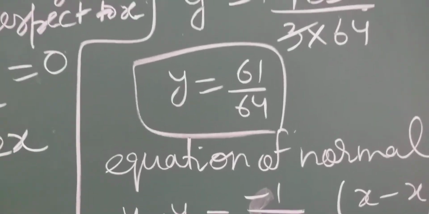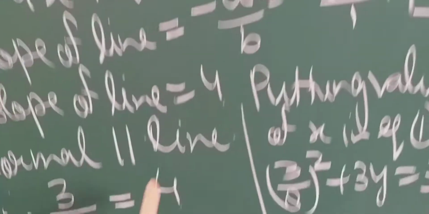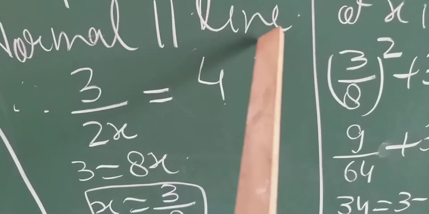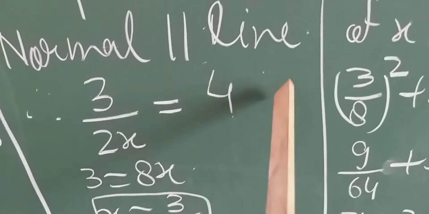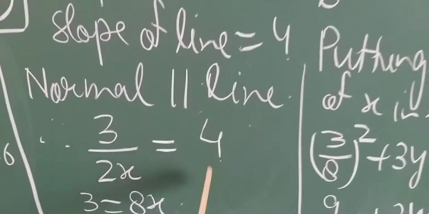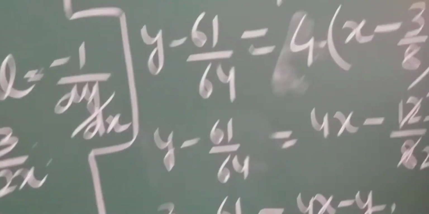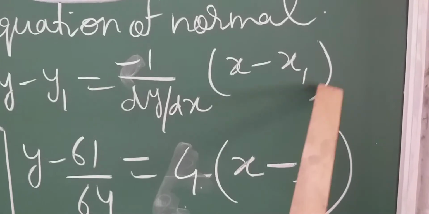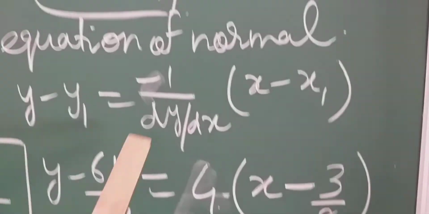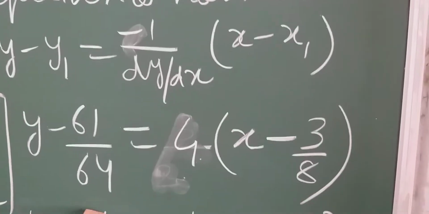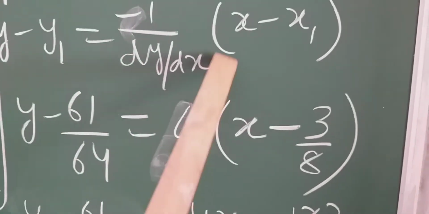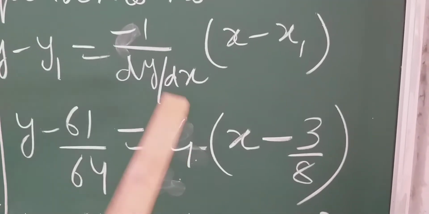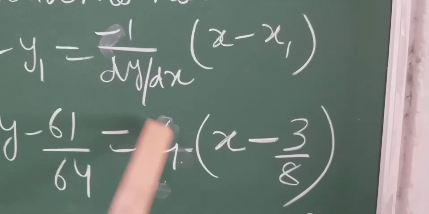We have got the point, and the slope also we have got. Slope of normal will be 4 because normal is parallel to the line and both slopes are equal. Slope of line is 4, then we can say slope of normal is also 4. So equation of normal, student, y minus y1 equals to minus 1 upon dy by dx, x minus x1. So y1 value 61 upon 64. Minus 1 upon dy by dx is the slope of normal and the slope of normal is 4, so we can write the value here 4.